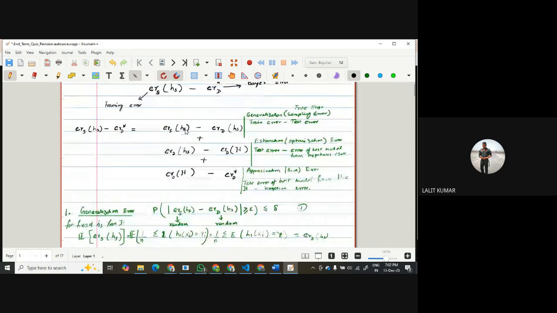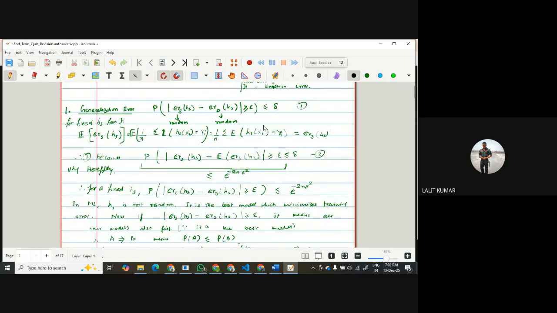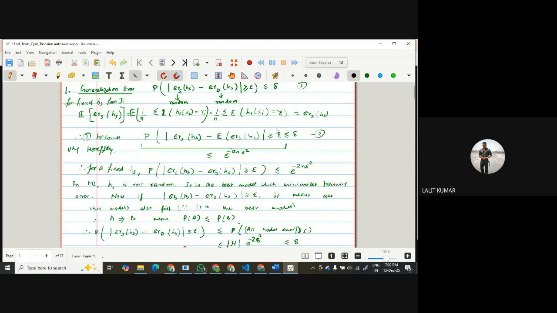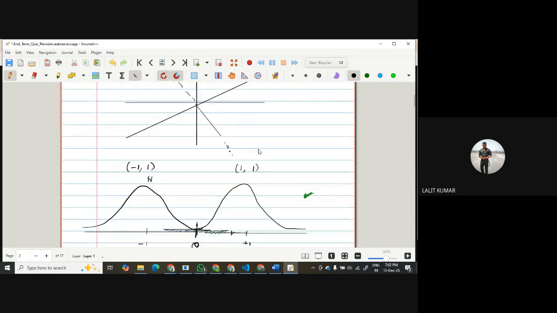We have covered these 3 errors. Generalization error, also known as true error or sampling error. Second is estimation error, also known as optimization error. Third is the approximation error. For generalization error, I have done the derivation, and this is the formula which comes out. This is very, very important from the exam point of view.